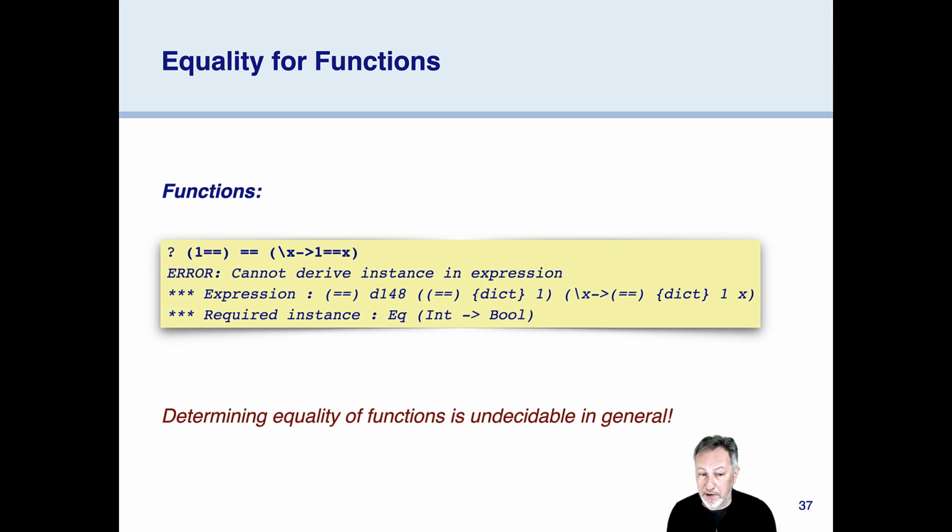However, if we ask Haskell, are these things equal? There is no equality defined for functions, and for a good reason. Equality of functions is undecidable. It's equivalent to the halting problem. If we could solve equality for functions, we could solve the halting problem, but the halting problem is known to be undecidable.